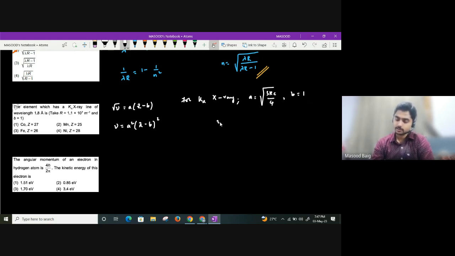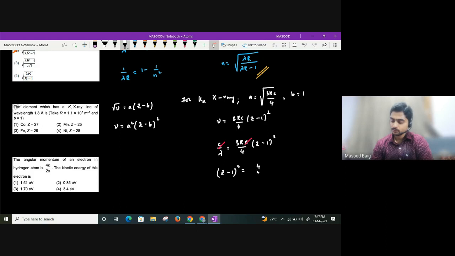So what can I write frequency as? I can write A square value as 3RC by 4 into Z minus 1 whole square. Frequency can be written as C by lambda again. C by lambda will be 3RC by 4 into Z minus 1 whole square. From this we can cancel out C and C. So what are we going to get? Z minus 1 whole square, I'll get it as 4 divided by 3 lambda into R.